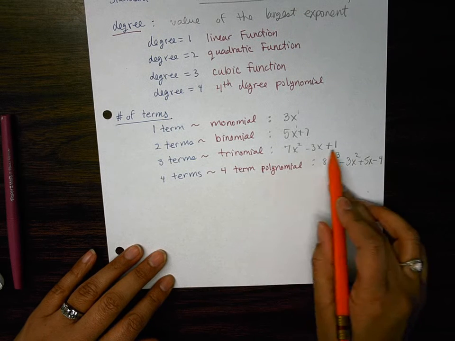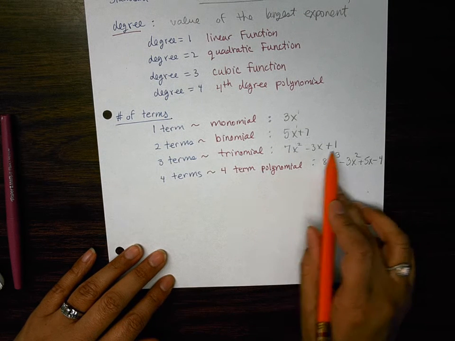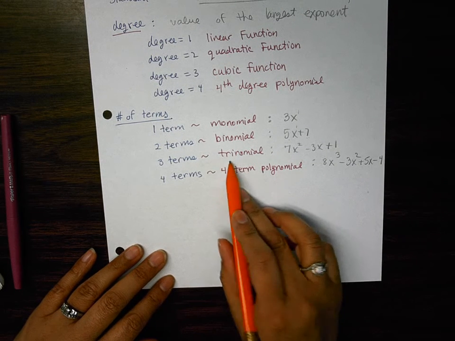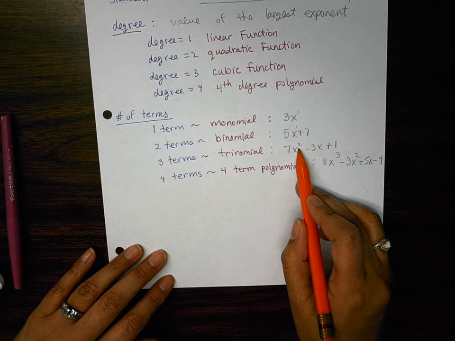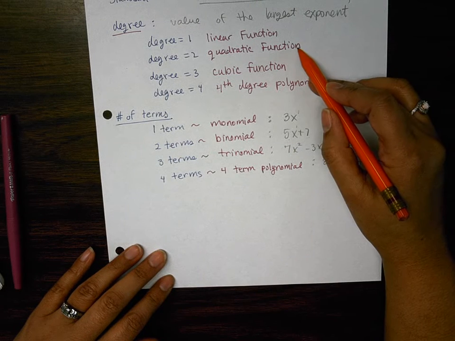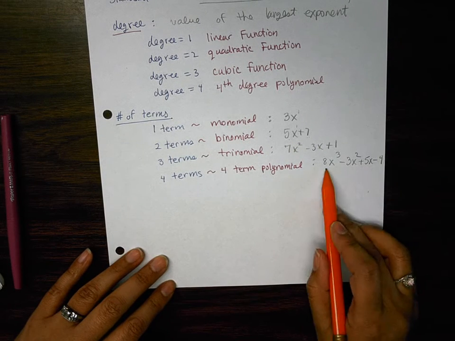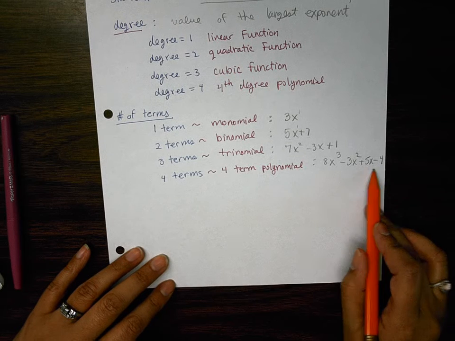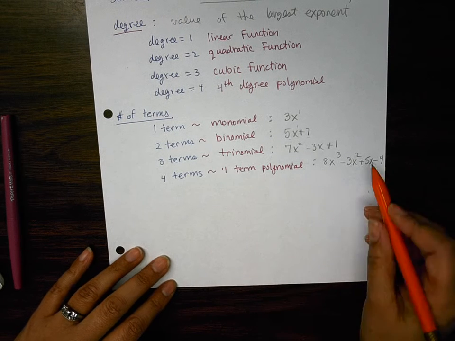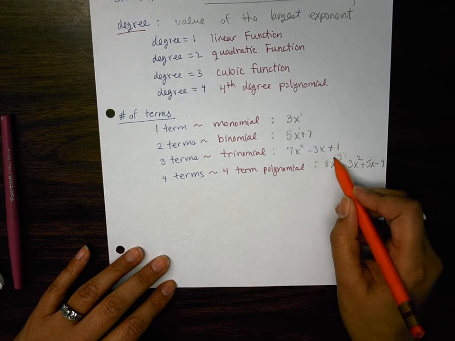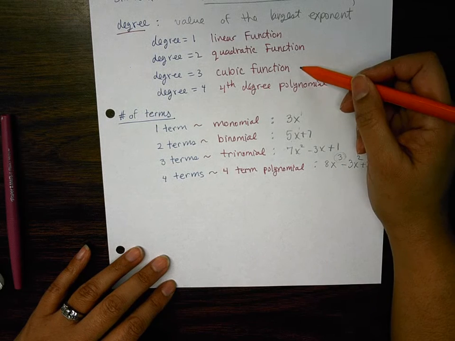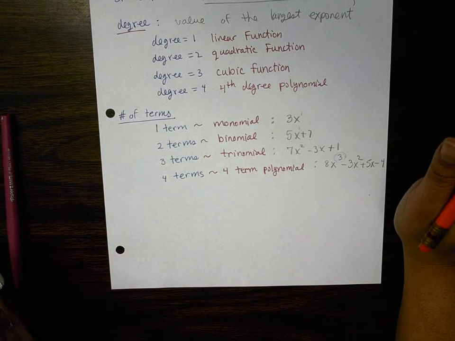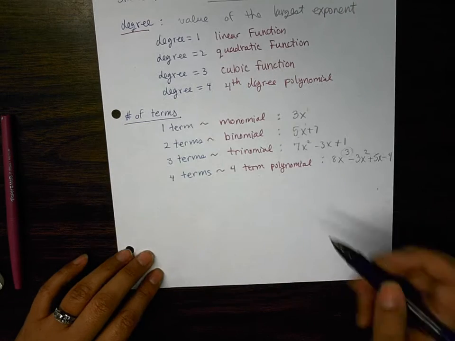How many terms are here? 3. Which we call a trinomial, and what's the degree here that I do see? We'd call that a quadratic. How many terms here? 4. No special name, 4-term polynomial. What's the degree? It's not 4, it is 3, which makes it a cubic. Does that make sense? That's the kind of stuff you're going to be doing.